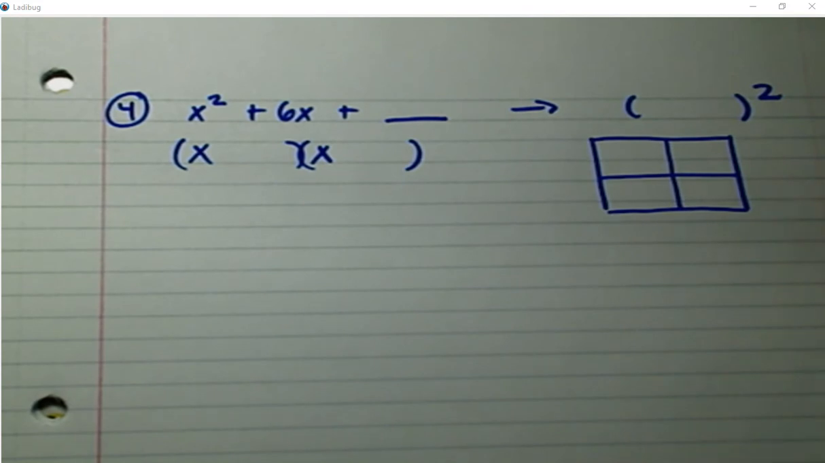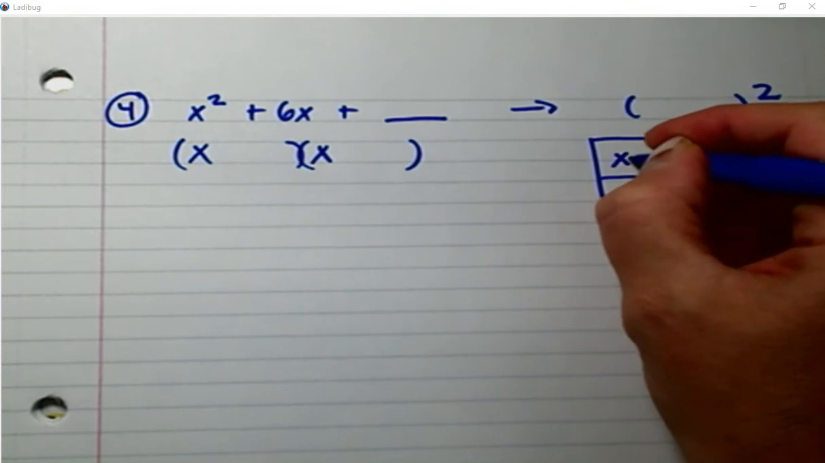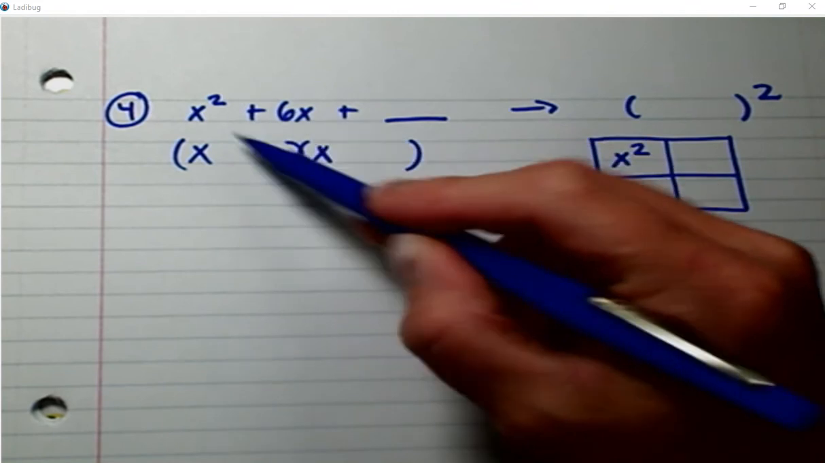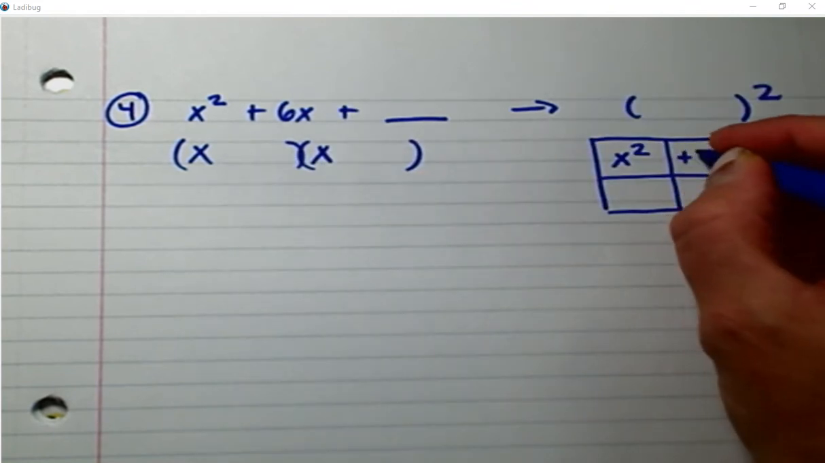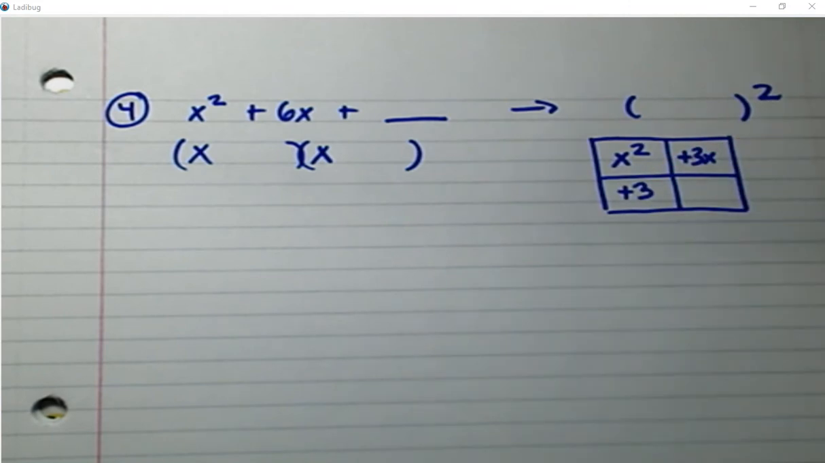Now it's got to be the same number. Okay, so the way my Punnett square works, I need to split my middle term evenly. Plus 3x and plus 3x. Why? Because it's a perfect square trinomial. The outer and the inner are exactly the same thing. That's why I split it evenly.